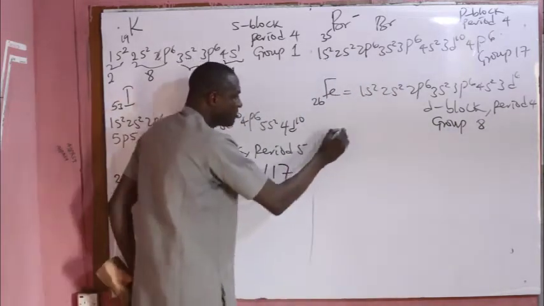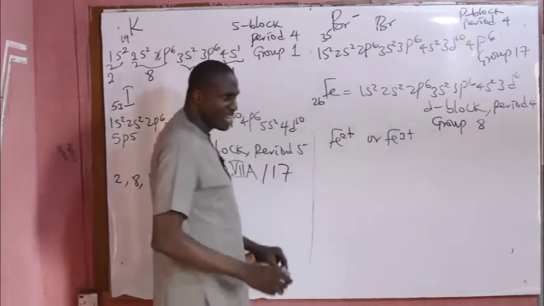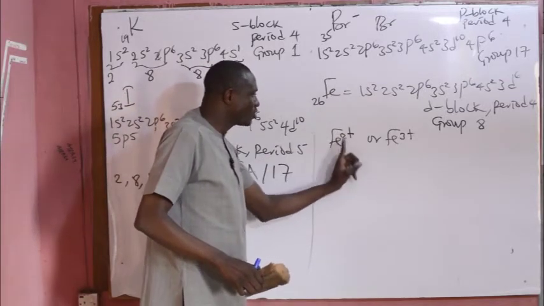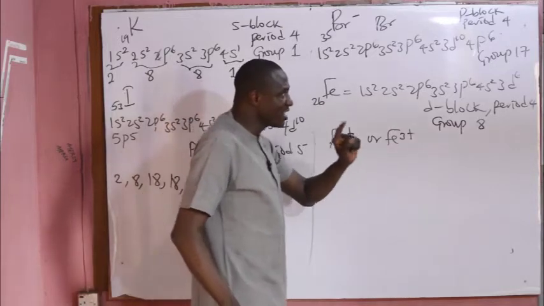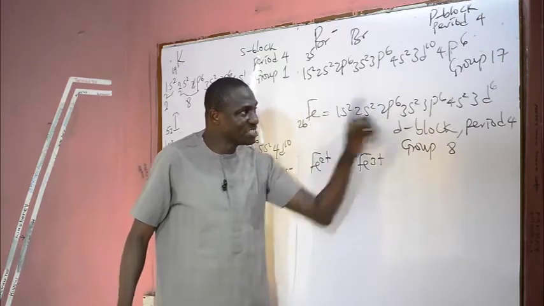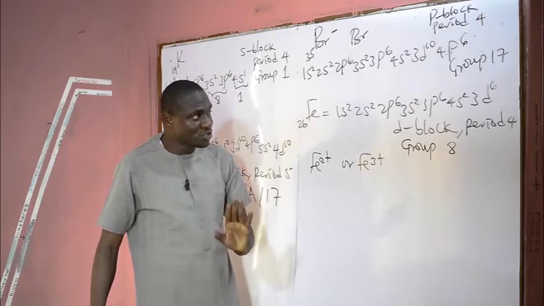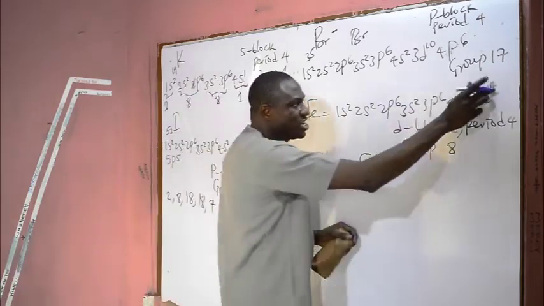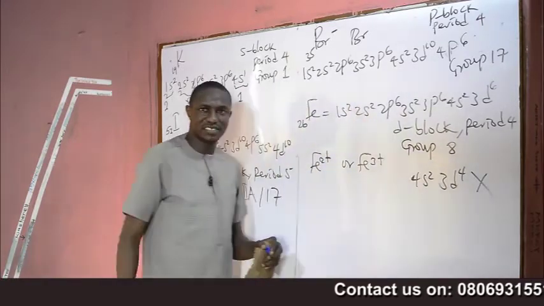Now, in a situation where you have Fe2+ or Fe3+, how will you write the electronic configuration? This indicates that this atom has lost 2 electrons, while this indicates that it has lost 3 electrons. Don't forget that the last orbital in the neutral atom of the element is d. This is the mistake that most students make. If you want to write the electronic configuration of the 2+ ion, you just subtract 2 here and say 4s2, 3d4. That is not correct.